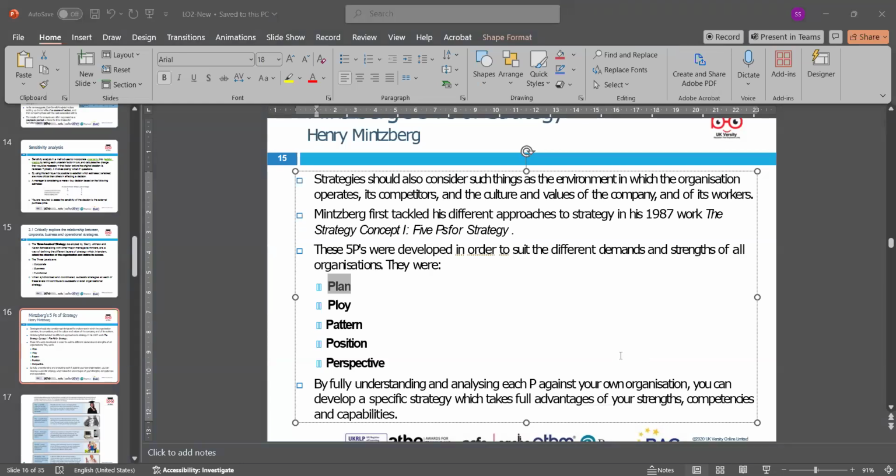Normally strategy is a plan, or plan is a strategy. So in this case, you design a set of steps made in advance to reach a goal.